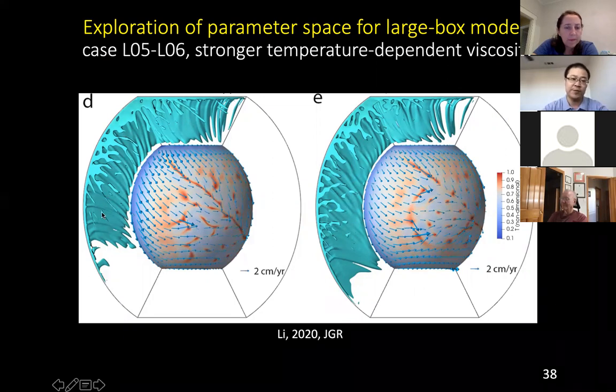In these two models, the figure on the left shows a model where the temperature-dependent viscosity is increased only in the upper mantle, and the figure on the right shows the temperature-dependent viscosity increased in the whole mantle. There is almost no difference between these two models. The common thing is that we don't see that many thermal ridges inside these cold subducting regions, right? It indicates that the structure of the subduction slabs may be important.